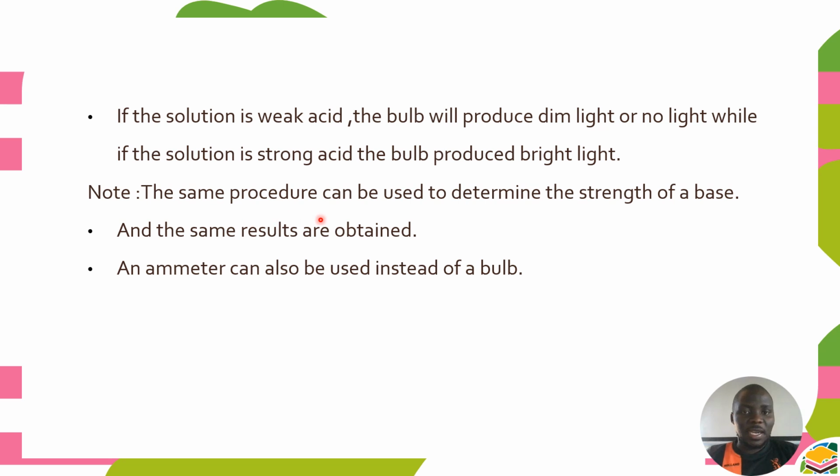Note, the same procedure can be used to determine the strength of bases. Same applies to whatever we have been doing with acids. You can also use the same with bases. That's why we're saying that the same results will be obtained. If it's a strong base, we expect to have a brighter bulb, but if it is a weak base, we expect to have dim or no light.